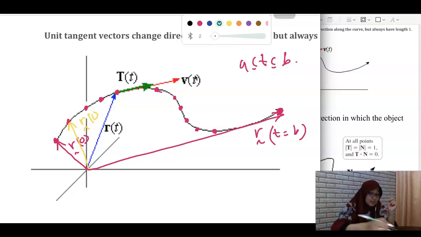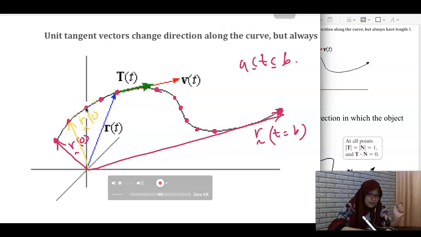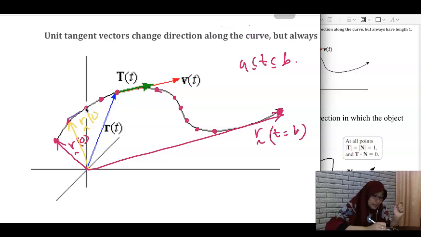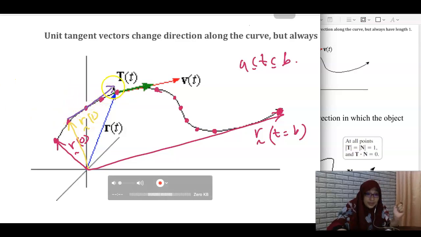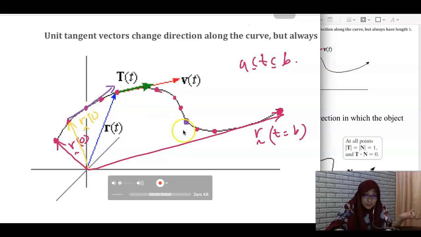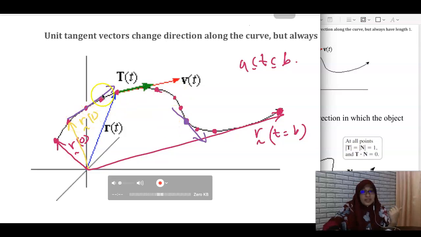Let's say we choose a point over here, and then you sketch the unit tangent at that particular point, and you will have this direction. Maybe you choose this point, and you label the unit tangent at this point, and you will see that the direction will be this way. So you can see that they are moving from the left to the right.